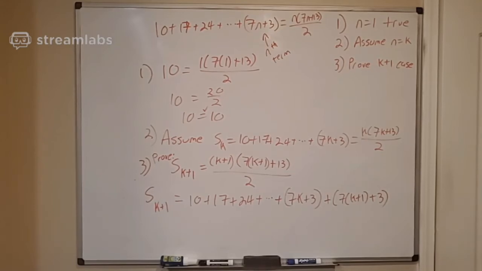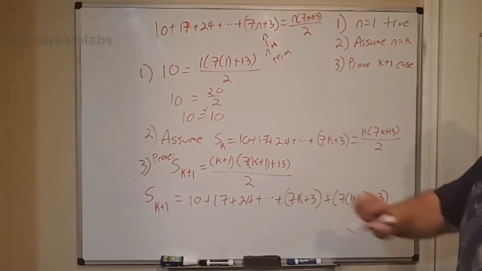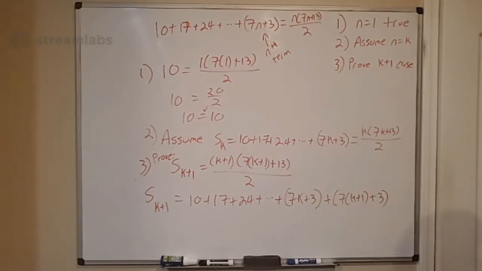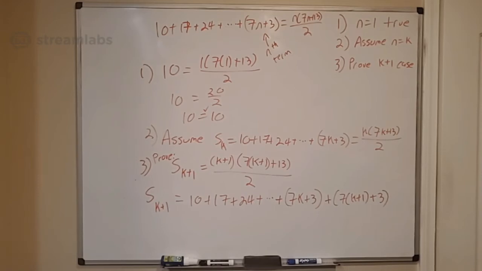Wait, so where does the other side go? The k(7k plus 13) over 2. We have to get there. We didn't start with that, we have to end there. That's why it says prove that. I can start with one side or the other, and I'm going to give you the hint: you never start with the right-hand side. You'll never manipulate this to get backwards to this. That just won't happen.